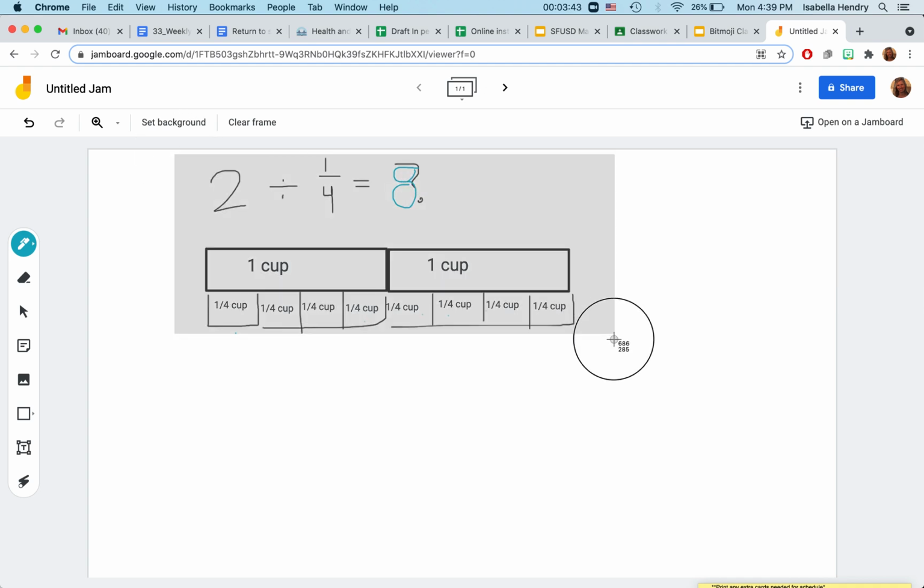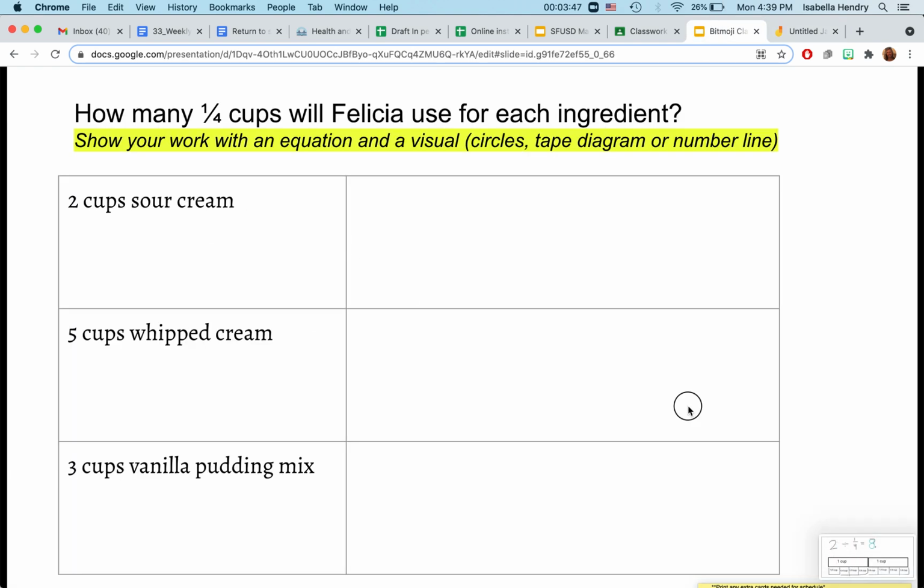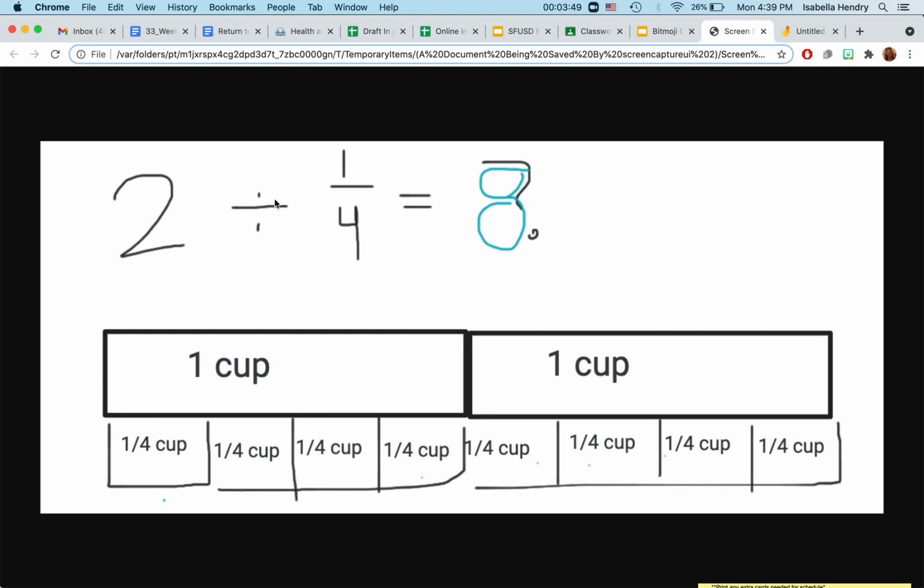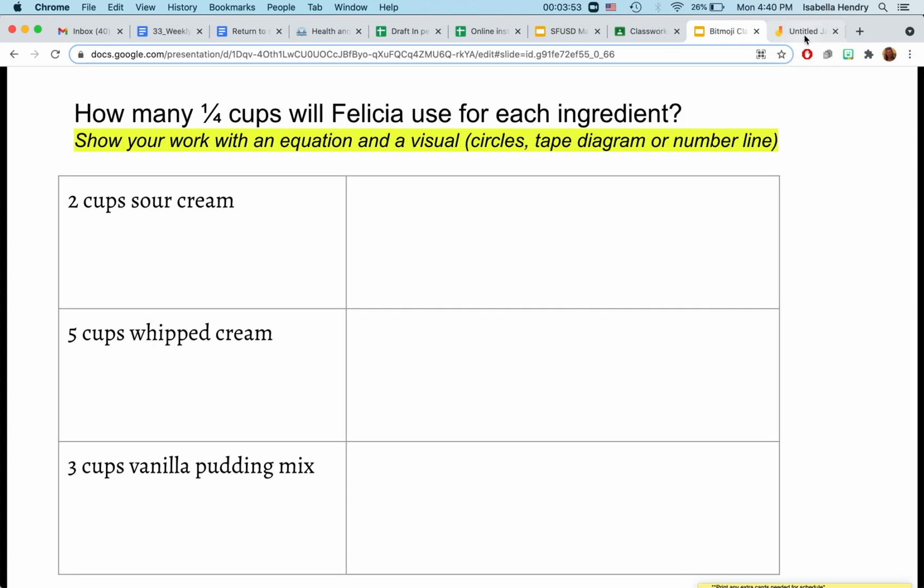To show my work on this problem, I have my equation and I have my diagram. When you're on Seesaw, you can just put a photo of your work, whether you did it on paper or you can write it on the Seesaw. For each one, you're going to show us how many 1/4 cups it's going to be. Ready? Let's get started.